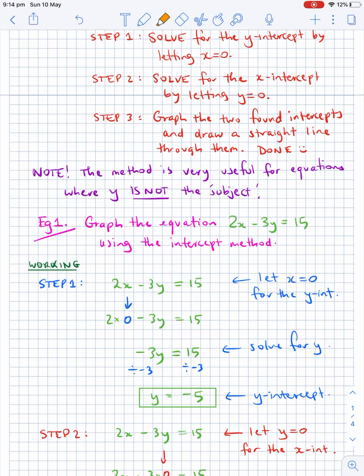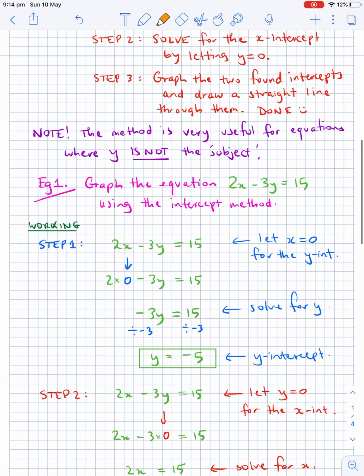Note this method is very useful for equations where y is not the subject. Typically in the past, you may have dealt with ones like this: y equals 3x plus 2, where y is the subject, but that's not always the case. So this helps a lot with these sorts of equations, where you've got y's with a whole heap of other stuff.